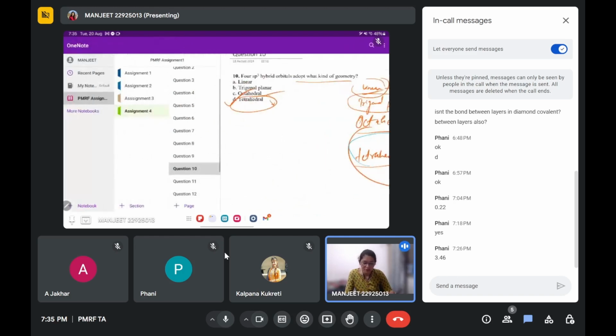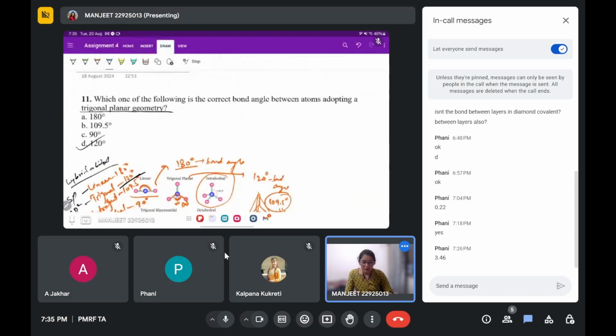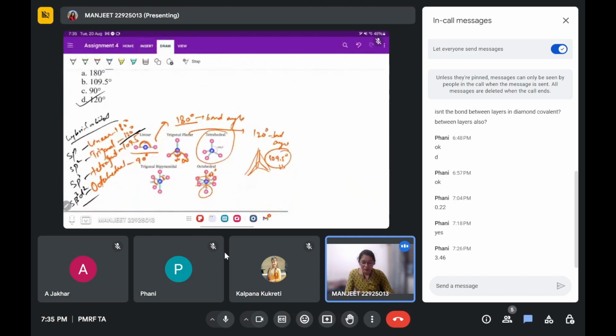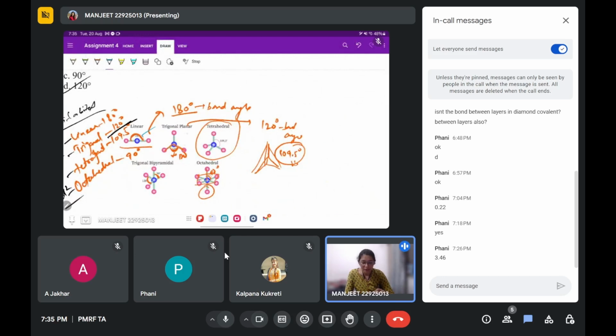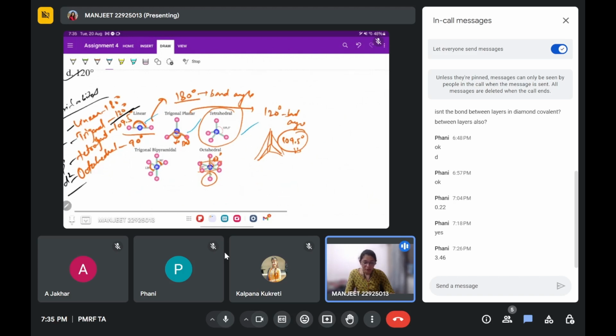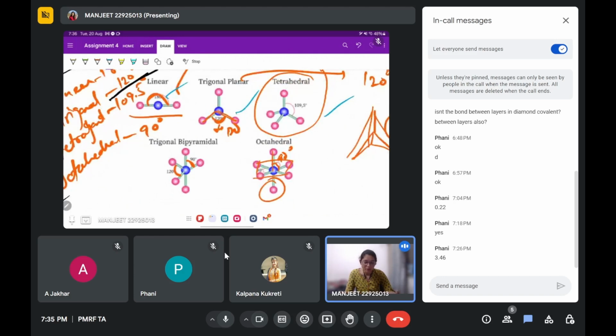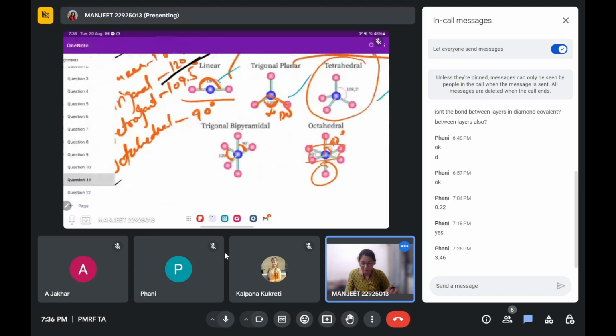And the next question they have asked is what is the bond angle between them. So for the linear it is 180 degrees, trigonal planar it will be 120 degrees, tetrahedral is 109.5, octahedral it is 90 degrees, and the trigonal bipyramidal has 120 and 90 degrees.